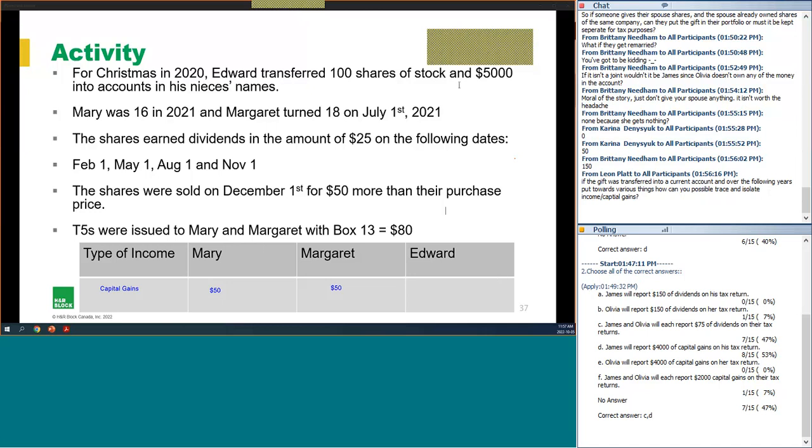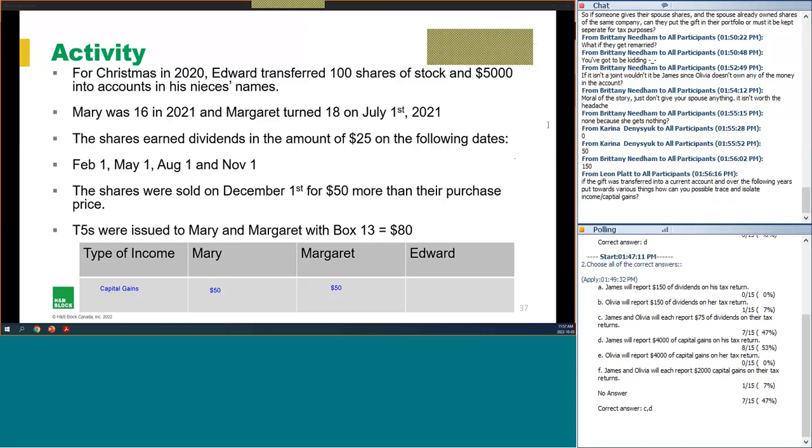And I'm going to do one more poll, which is just to see if you've thought about when you need to file a tax return versus when you want to file a tax return really, really quickly. Does Edward have to file a return, or do we not know? Maybe he does, maybe he doesn't. Does Mary have to file a tax return? Do we not know? Maybe she does, maybe she doesn't. Maybe she's too young. Does Margaret have to file a return, or does she maybe want to or maybe not want to? Let's see if you can get that one right.